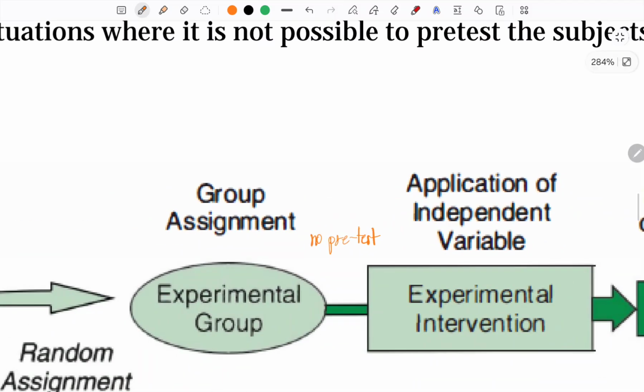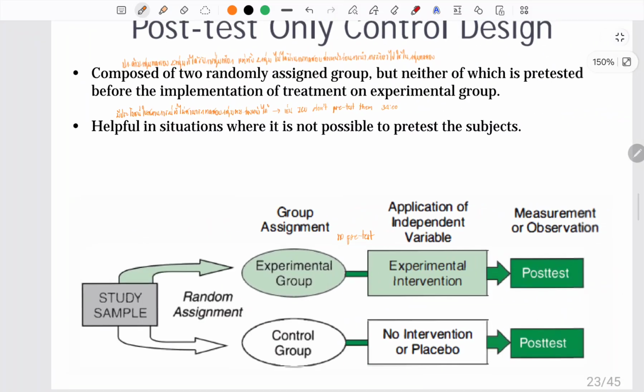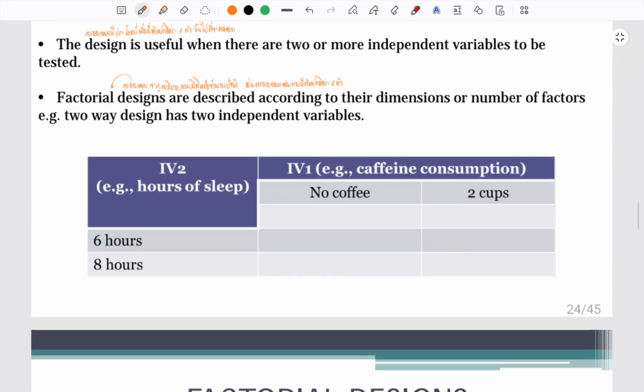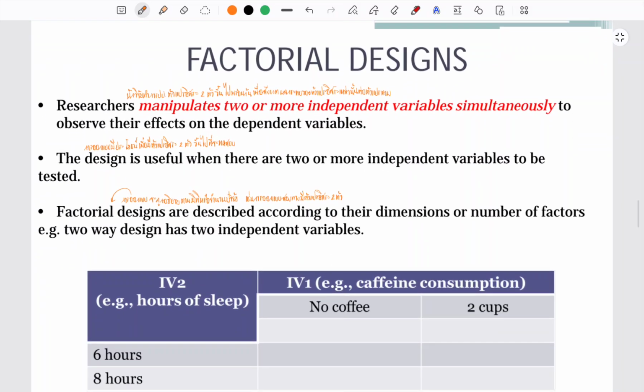Post-test only control design. All right, the next one we call the factorial design. In the factorial design, the researcher will manipulate two or more independent variables simultaneously, at the same time. For example, in this case, the researcher would like to see the effect of caffeine consumption and hours of sleep on fatigue in the workers.